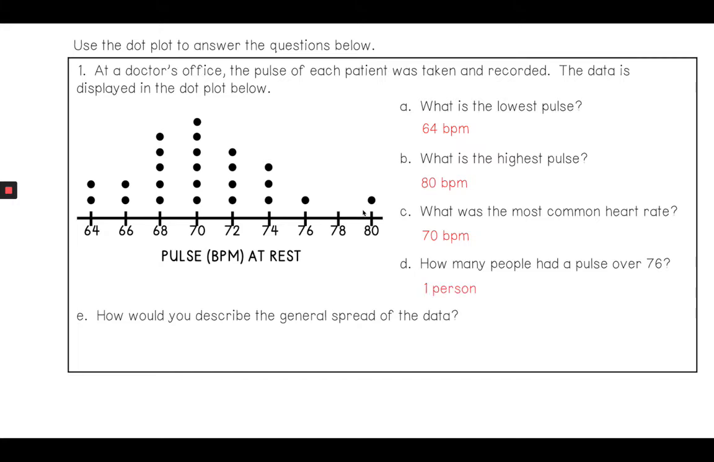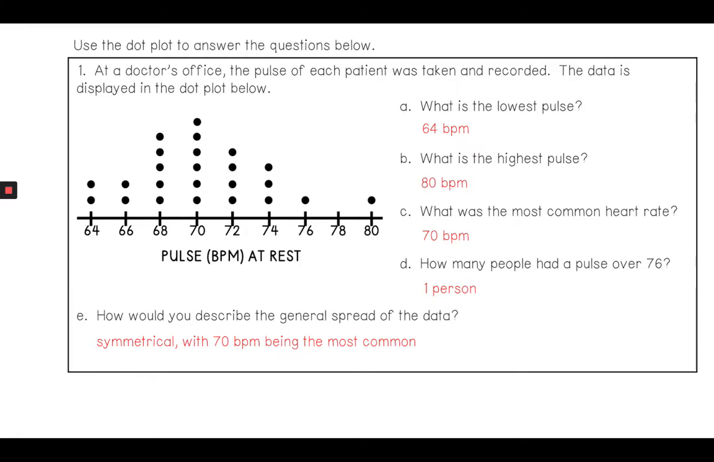So that would be one person. And then how do we describe the general spread of the data? Well, if we look at this one, if this is our center point here, it looks like there's some data points here off to the left. There's some data points here off to the right. And if I were to draw a curve following that, it's a pretty similar spread. So I would call this symmetrical. And that means that the data has an evenish distribution of data points on the left and right. And 70 is the most common.